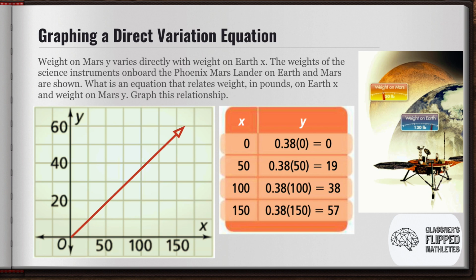Just for the sake of argument, I picked easy numbers like 50 and 100 and 150, but it would all work the same. The slope of any direct variation equation is equal to k, because k is y over x, and that is true for every point, and slope is rise over run, delta y over delta x, and so k must be your slope.